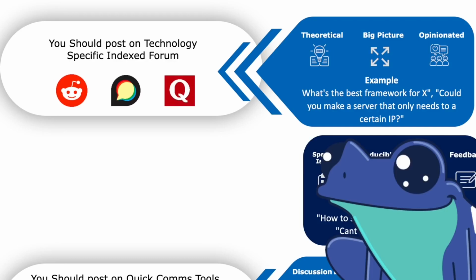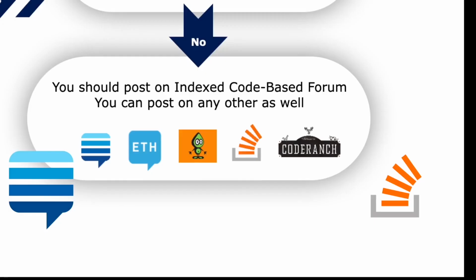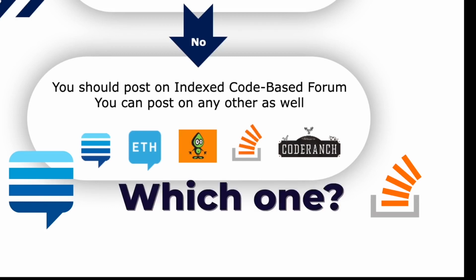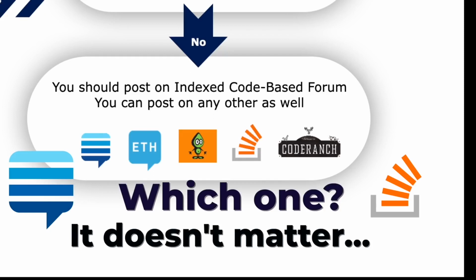Theoretical, big picture, or opinionated questions can go great on general Q&A forums like Quora, or specific technical forums like specific subreddits or Discord forums. Specific coding questions can go on these forums as well, but will often get more eyes on coding forums like Stack Overflow or Stack Exchange communities. Often the question of, oh, should I post this on Stack Overflow or maybe a Stack Exchange community is incredibly blurry, and sometimes it doesn't really matter which one you post on.